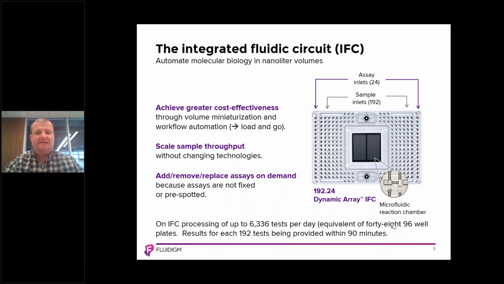This is really the scale and the beauty of this microfluidic device. The ability to screen many thousands of samples in a 24-hour period. These microfluidic devices give you the scale that is not possible or easily achievable on a 96 or a 384 well plate.